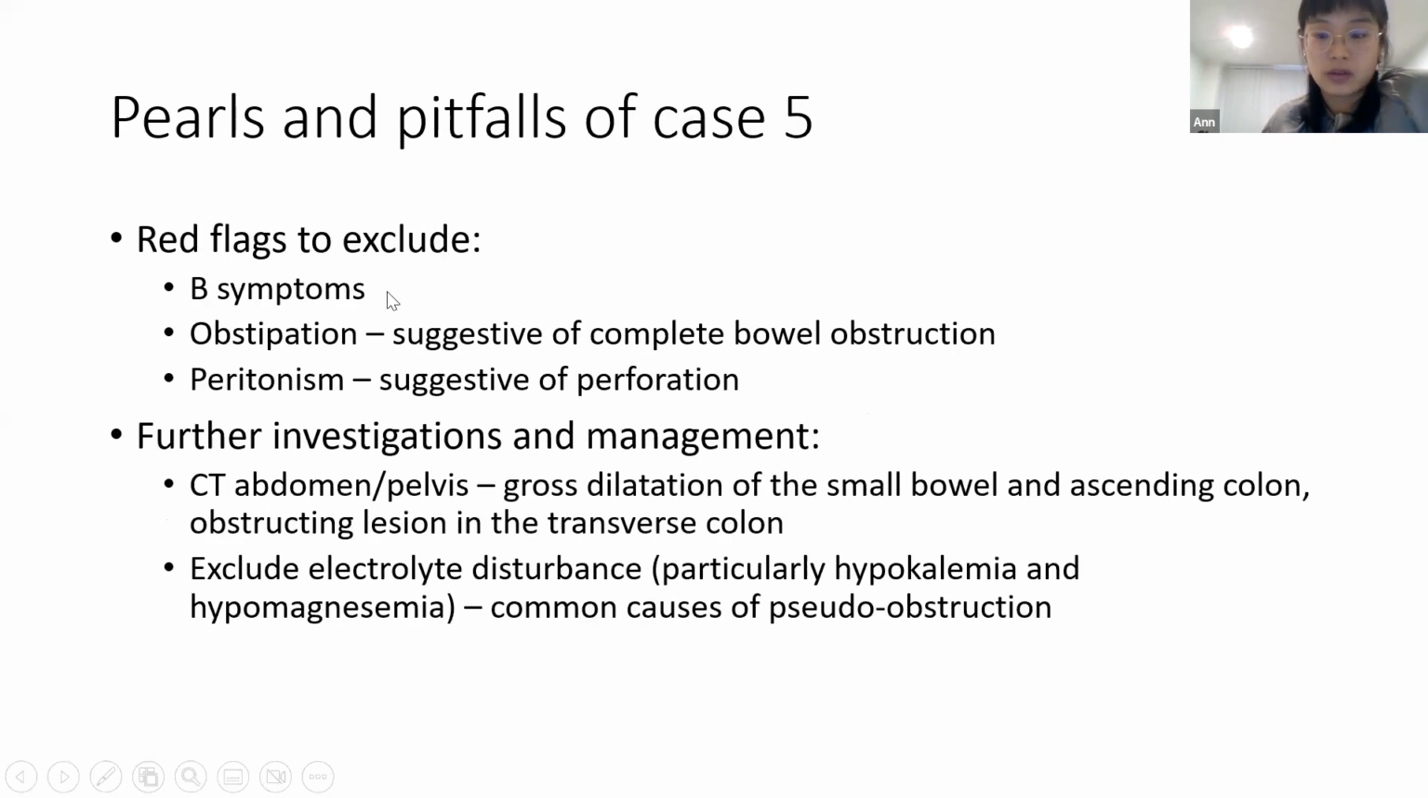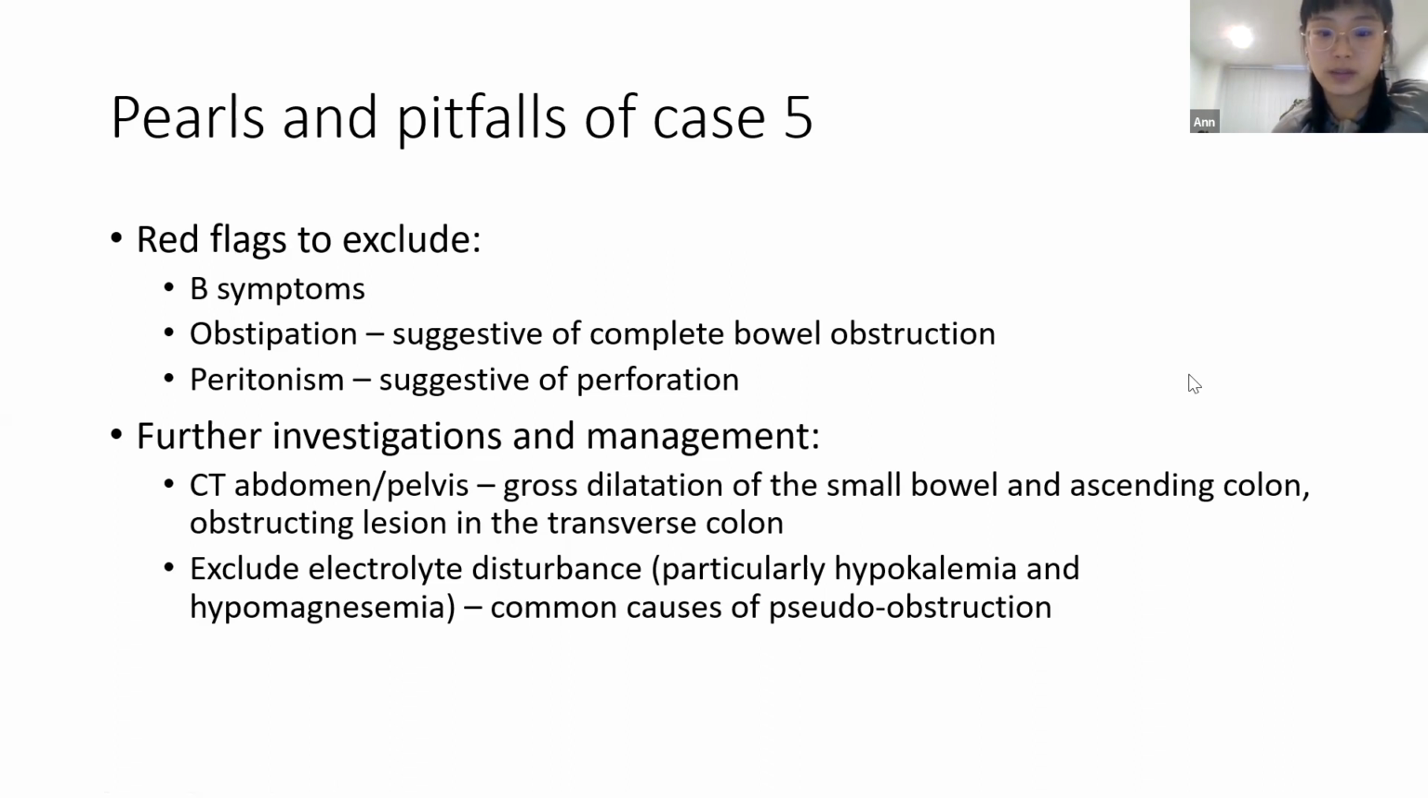So red flags to exclude. We talked about some B symptoms. So she's had a bit of weight loss, whether they have any obstipation, whether they have any peritonism. So you do a CT on her, find that there's gross dilatation of the small bowel and ascending colon, and there is a transition point in the transverse colon where they can also identify an obstructing lesion.